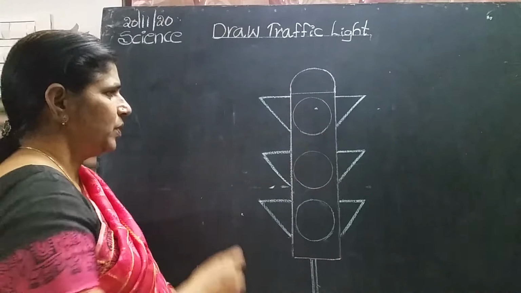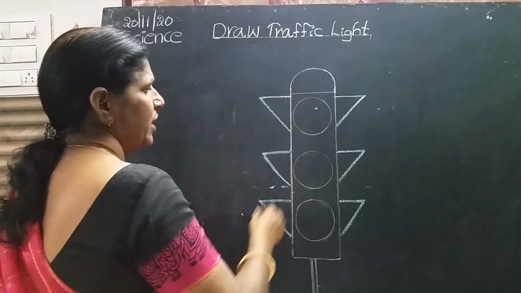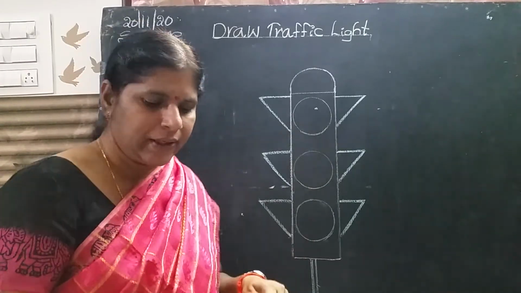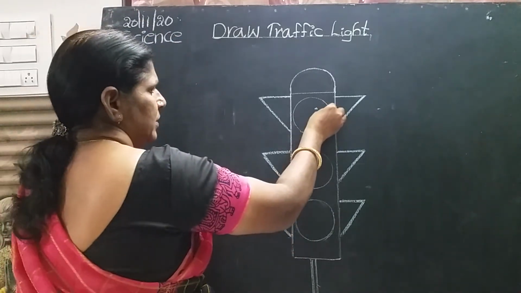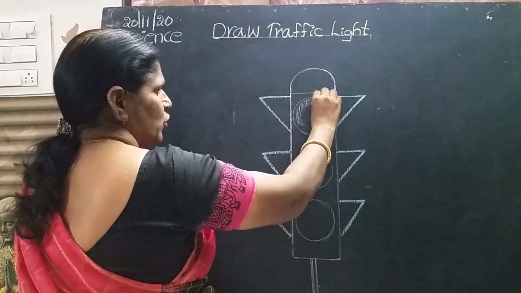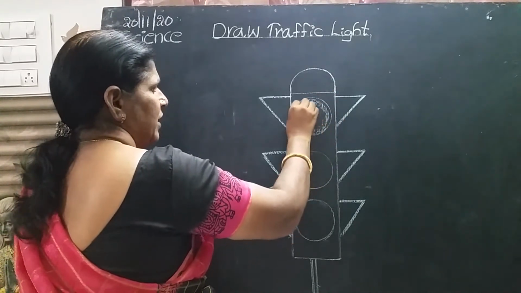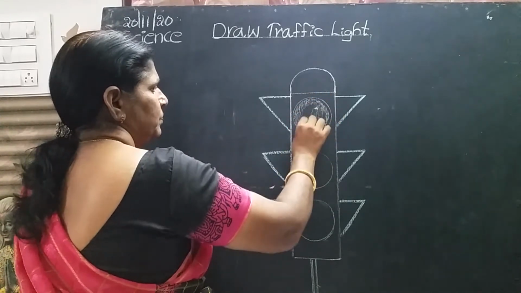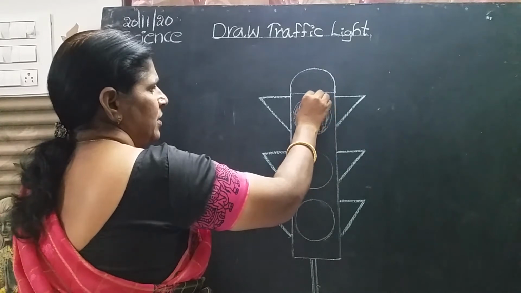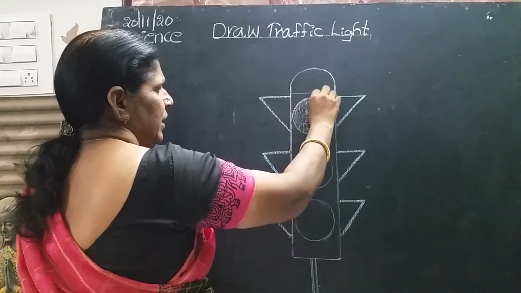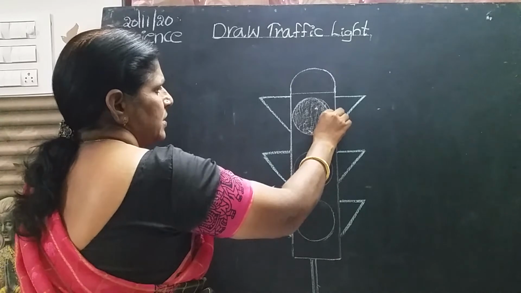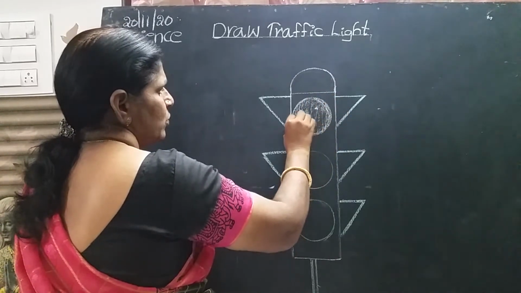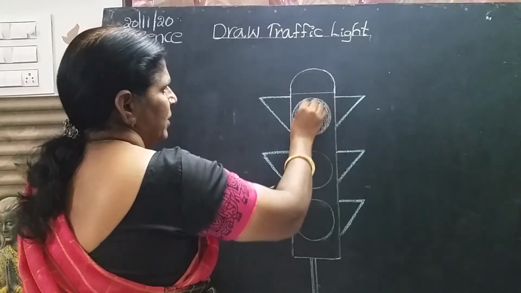to fill the colors. Okay, this first circle you have to fill with red color. Red color light tells us to stop. If you see the red color, you have to stop. Use red crayon or red color, red sketch or color pencils. Okay, use red color, amma.